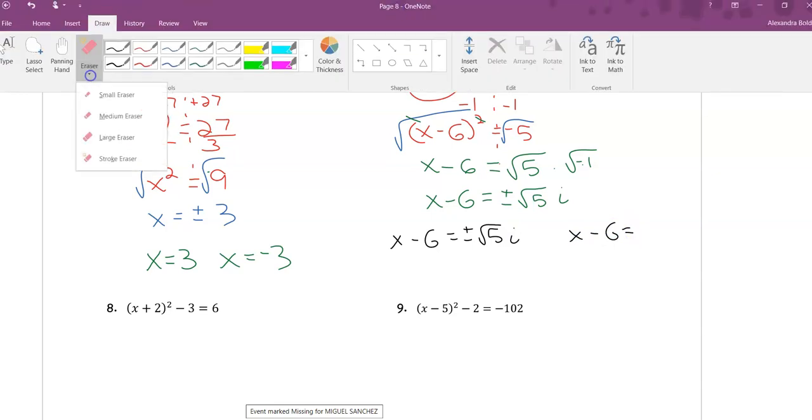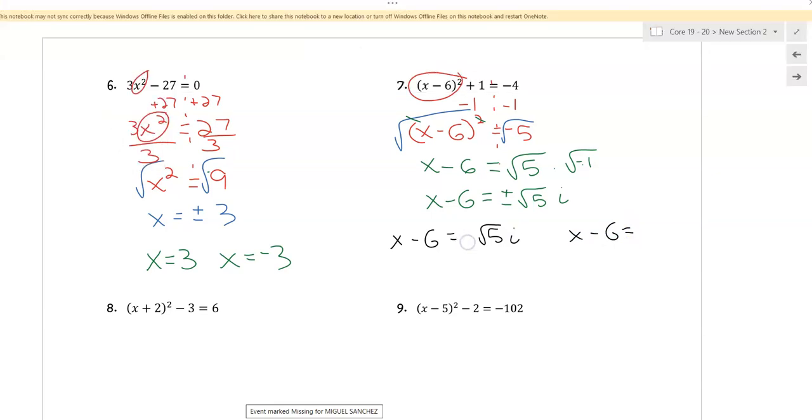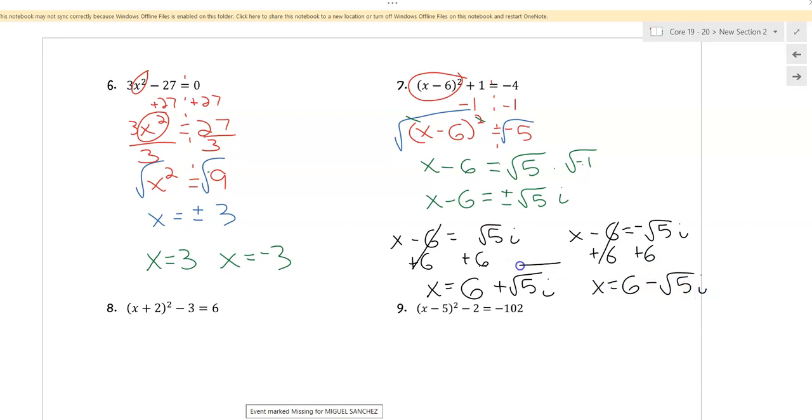Sorry, I wrote the plus and minus sign again. Equals positive 5i and equals -5i, square root 5i. Now, x is not by itself yet, so I'm going to add 6 to both sides on both equations. Your real part, the part without the i, goes first. So that's x equals positive 6 plus the square root of 5i. This one is x equals positive 6 minus the square root of 5i. Those are my two answers.